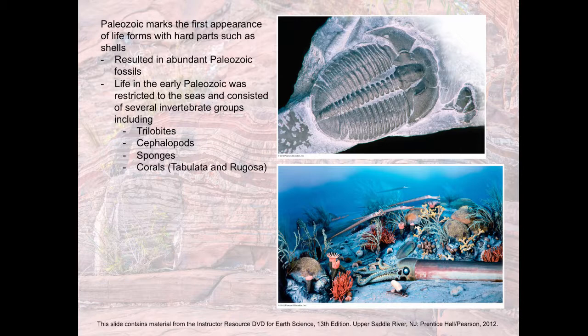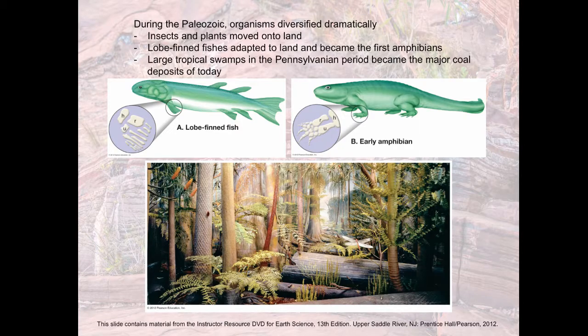The life in the early Paleozoic was restricted to marine environments: trilobites, cephalopods, sponges, corals, as we saw on the last slide. Diversification increased dramatically. In the late Paleozoic, insects and plants moved onto land. Lobe-finned fishes arose in the early Paleozoic.